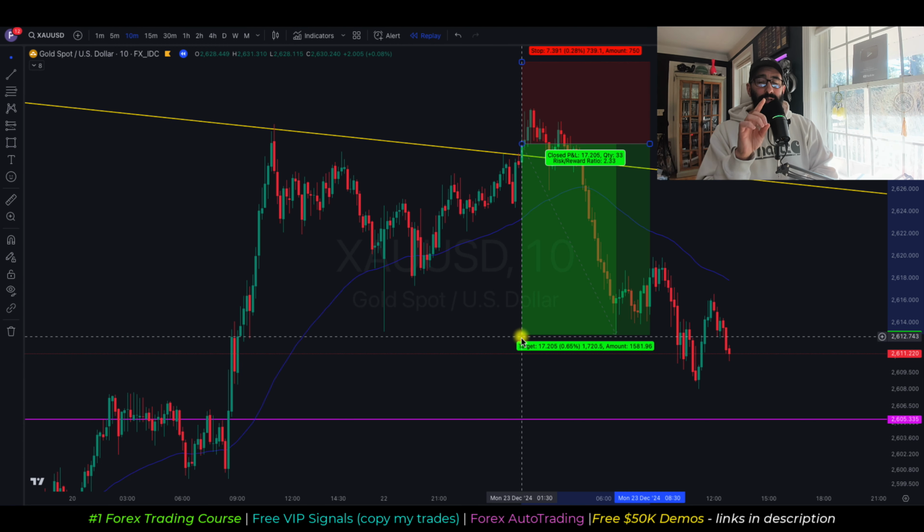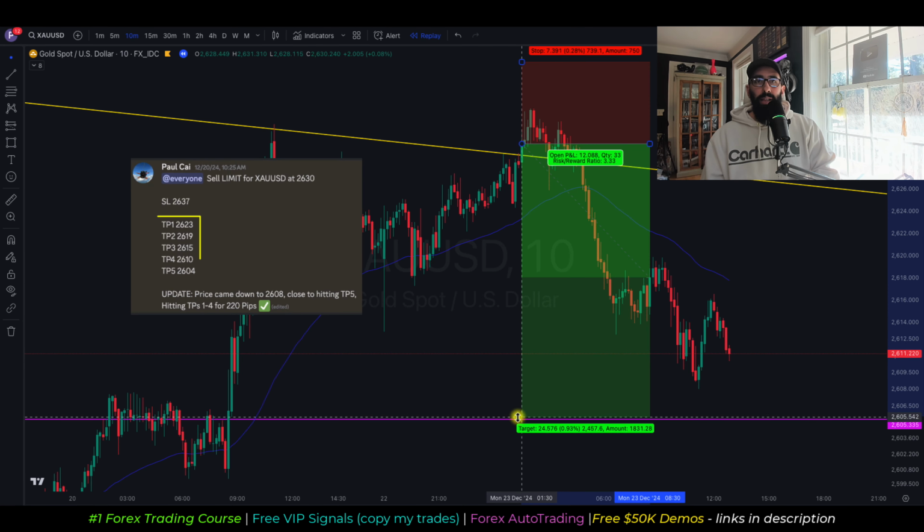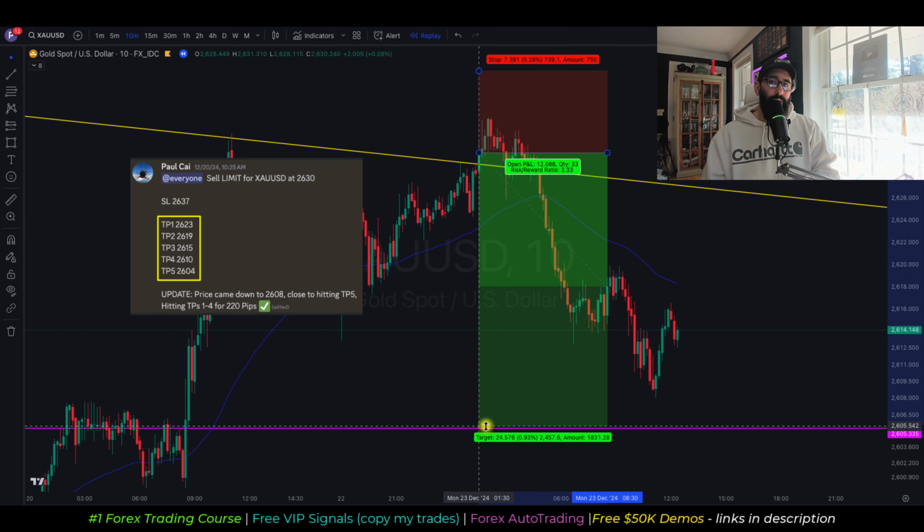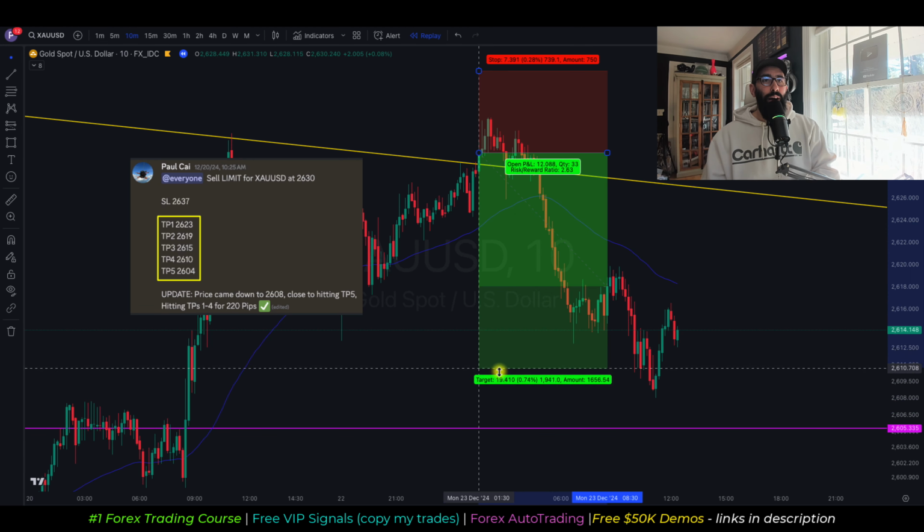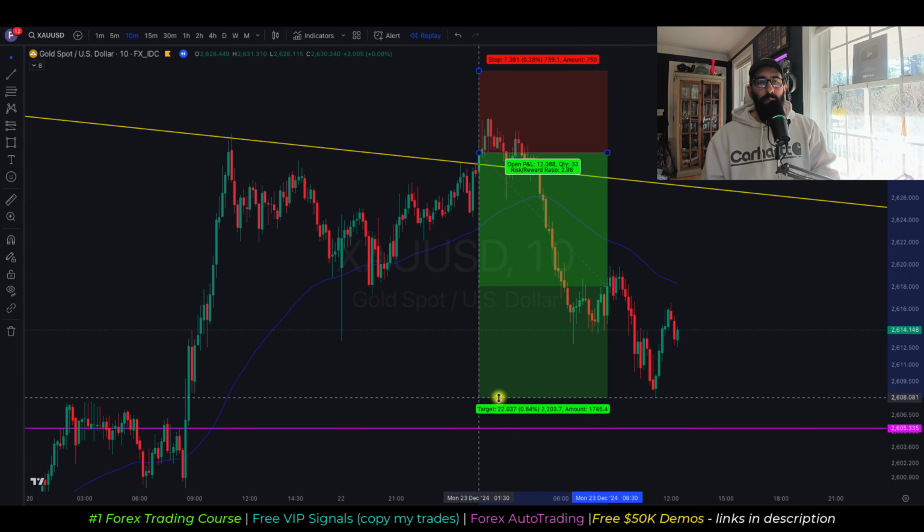And by the way, this is also the same setup that I shared for my students and members in our VIP, with deeper take profit levels around the 2604, 2608 level, if I'm remembering that correctly, allowing our students and members to capitalize on much deeper profits from this setup for over 200 pips in profit.